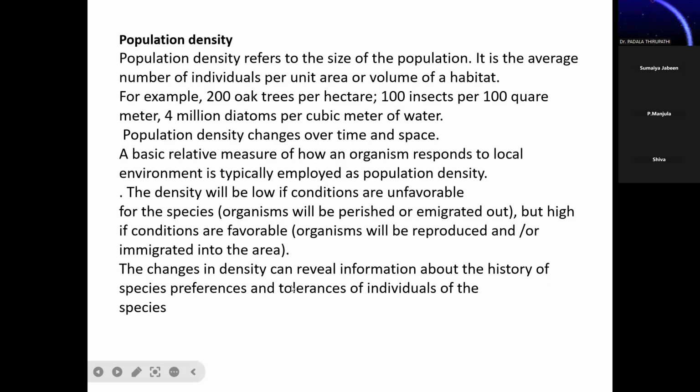So the change in the density can reveal information about the history of the species, species preference, and also the tolerance of the individuals of the species. Based on the change in density, it also helps us to know the species preferences and also the tolerances to particular environmental conditions.